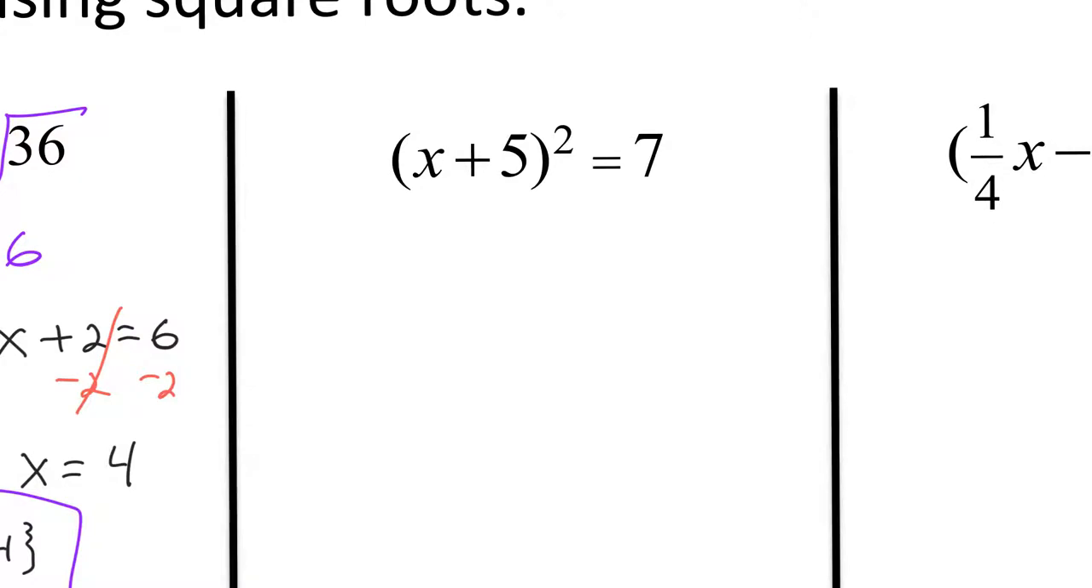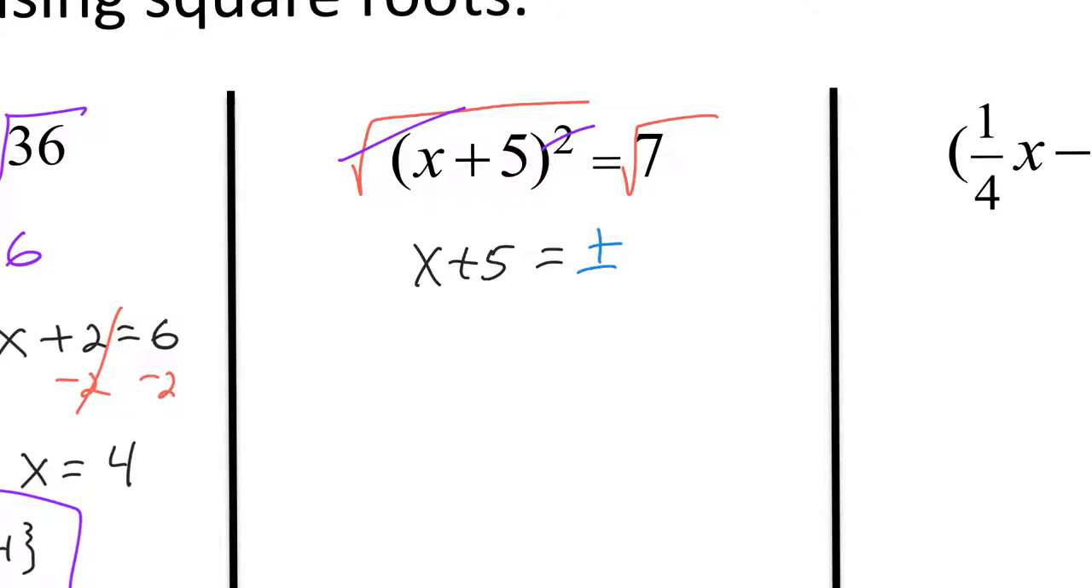So this one here, same idea. You are going to cancel the square. So I'm going to take the square root here and the square root over here. So the square root and the square cancel. I'm going to bring down the x plus the 5 equals. I need a plus and a minus. Now, there's an issue here, because if you try to find the square root of 7, well, 7 is not a perfect square number. Can you use a calculator? Yes, you can, but I don't want to see decimals for my answer.